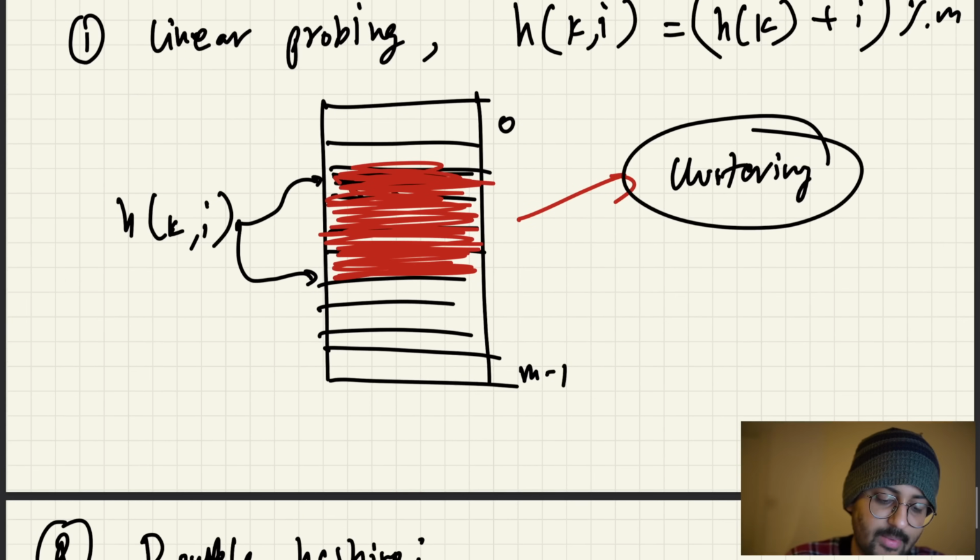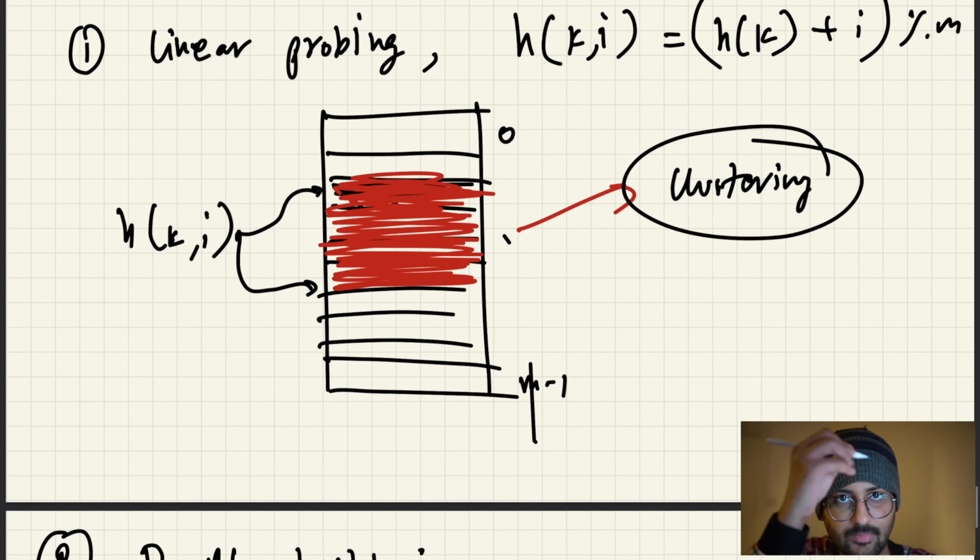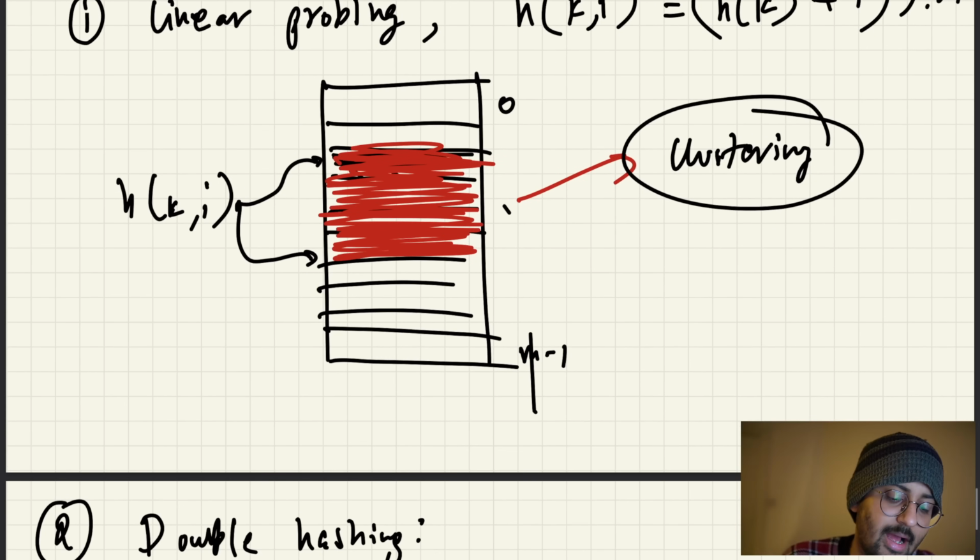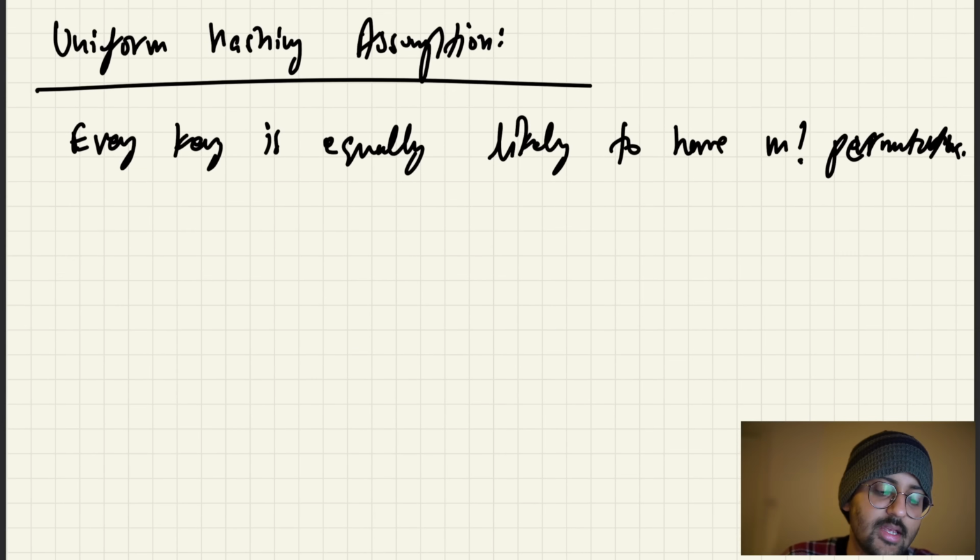Okay, because there are m elements, so how many sequences can a key have? First it will try this one, then this one, then this one, and so on. So there are many sequences. First it is trying index number 3, 4, 5, 8, 1, 2, like that's a permutation. So how many total permutations can it have? M factorial. So the assumption now we are making is that every key is equally likely to have m factorial permutations.